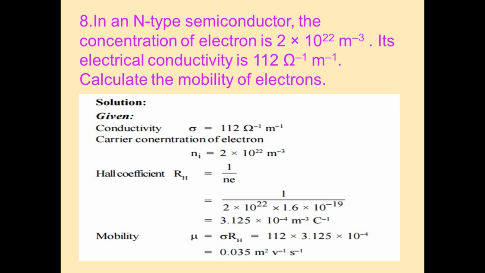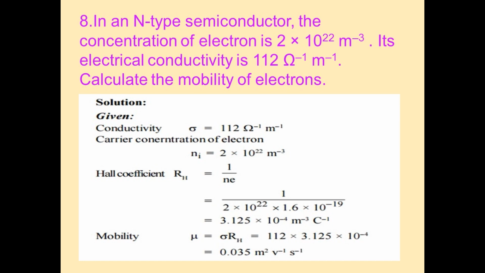Students, I have given another new parameter, Hall coefficient, that is not in our syllabus. In higher studies you have that, but that is a small thing, so that's why I have given Hall coefficient RH equal to 1 by Ne. So substituting N and E values, you get Hall coefficient as 3.125 into 10 power minus 4 Coulomb inverse meter power minus 3.